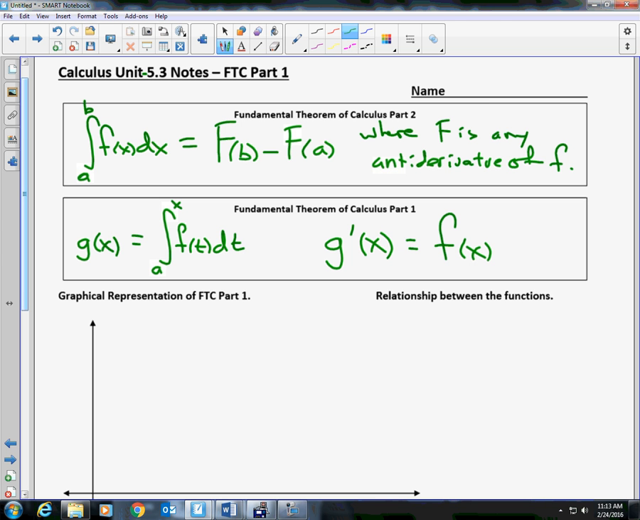So I want you to understand that there are two parts of the fundamental theorem of calculus.